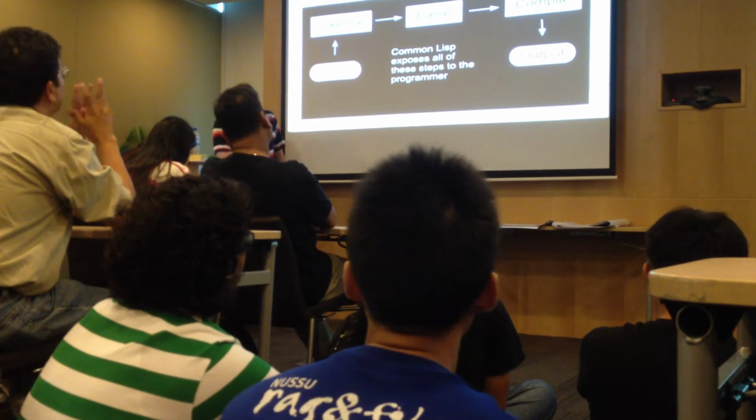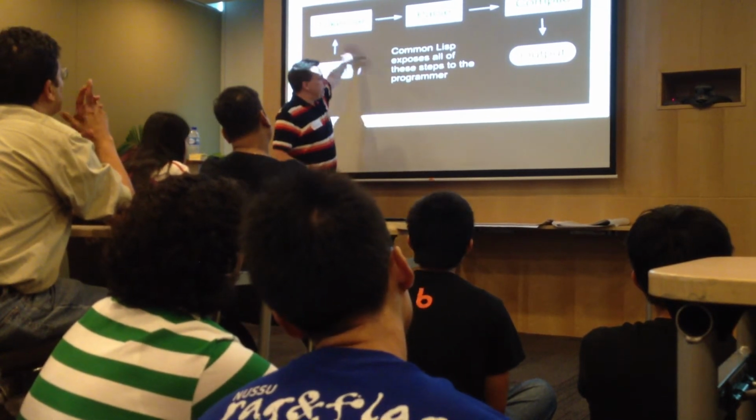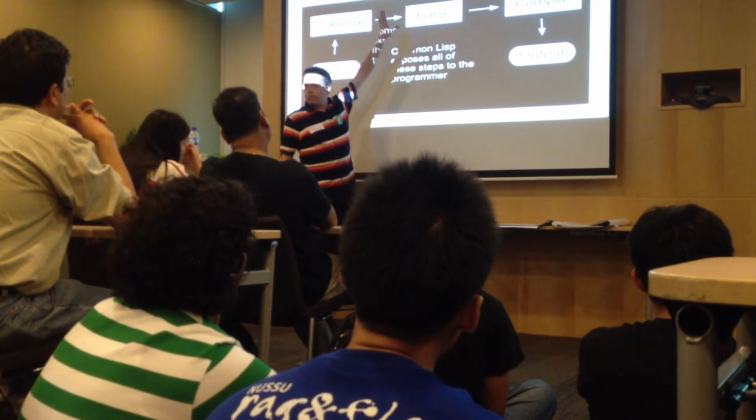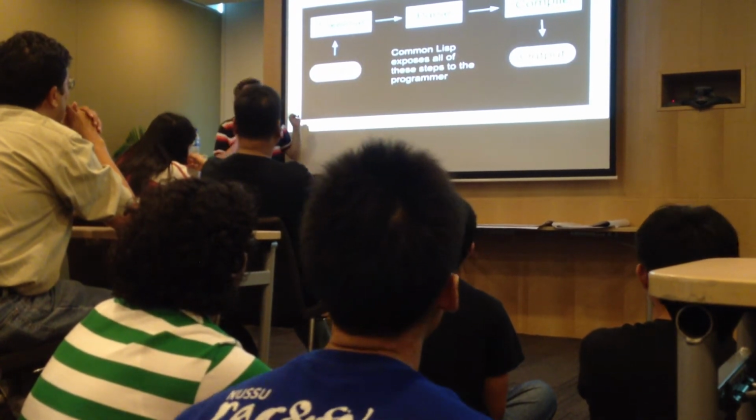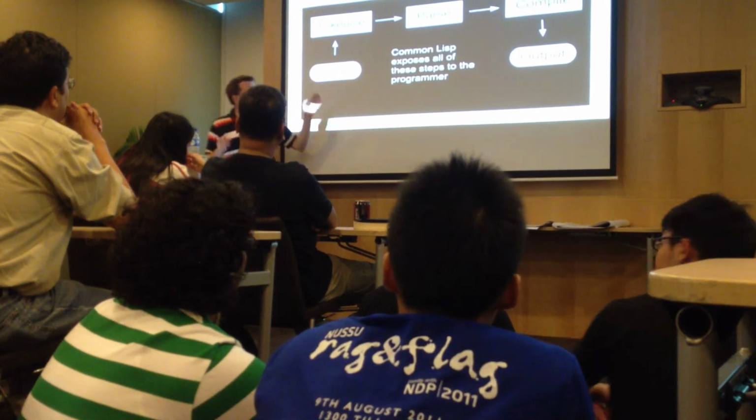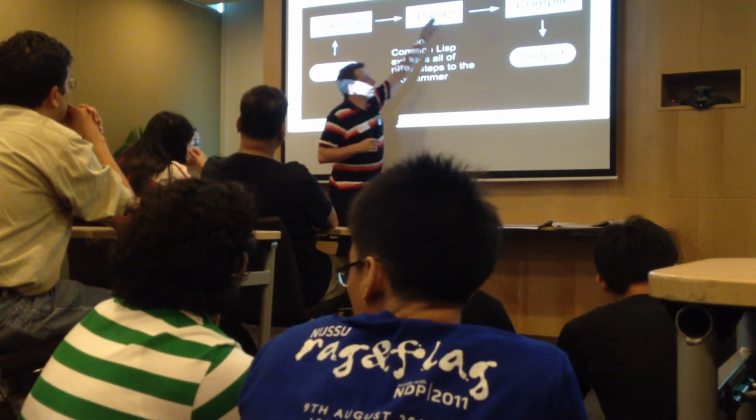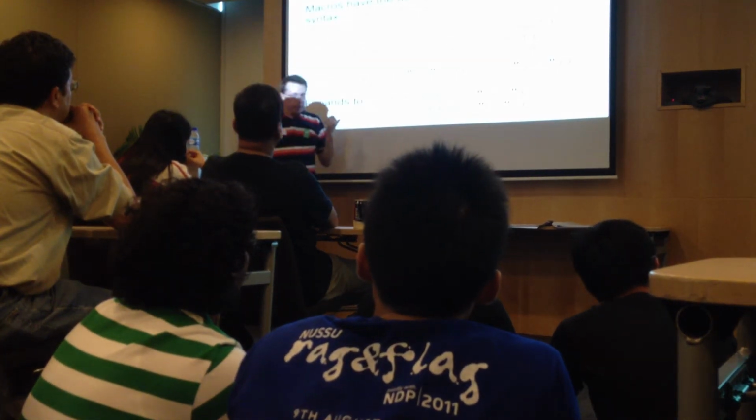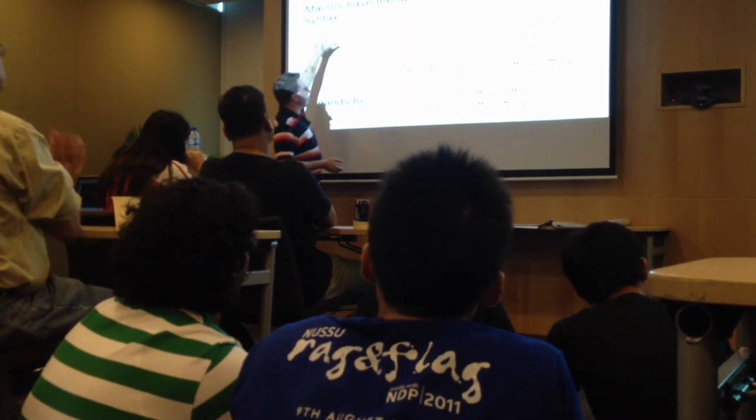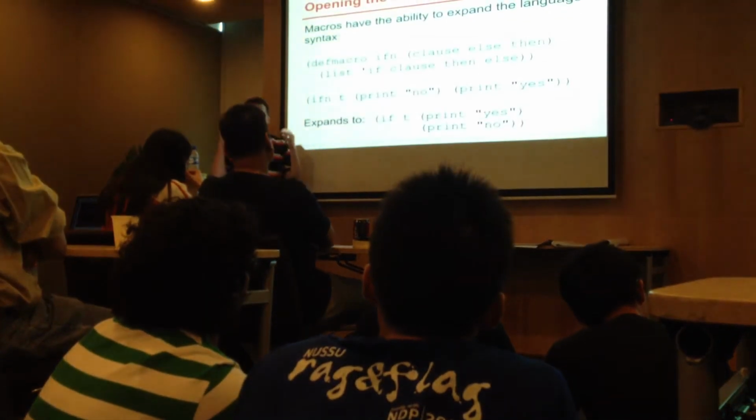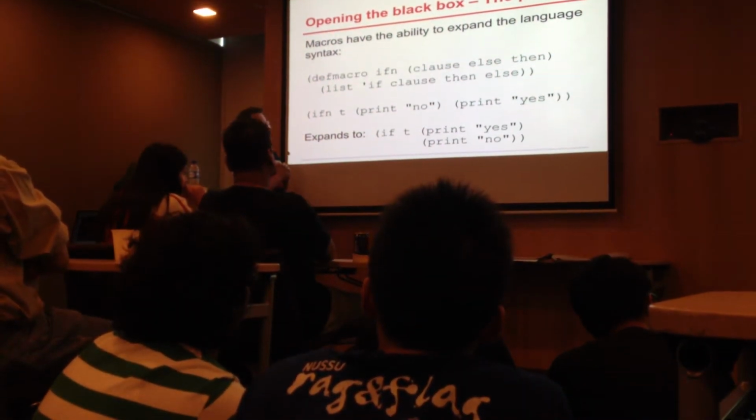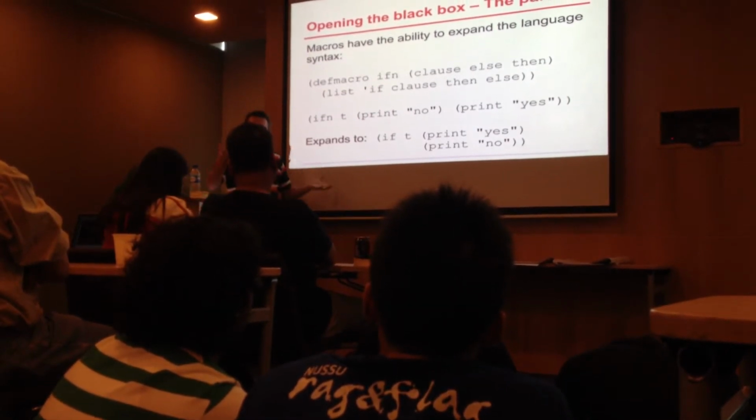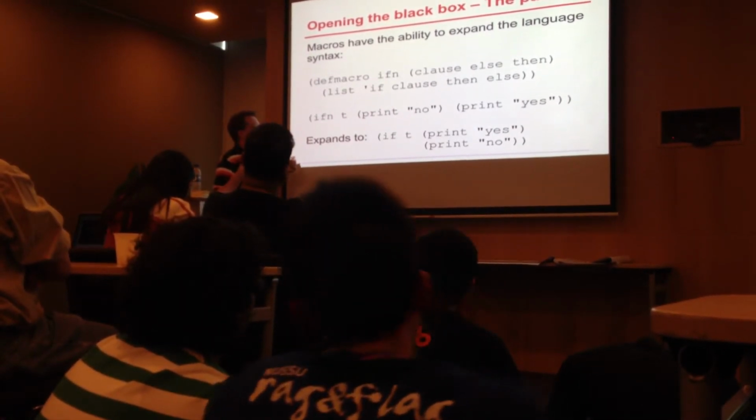So what makes Common Lisp unique is that these steps are exposed to the loader. You can do whatever you want in here, or in here, or in there. So, for example, I'm going to try to explain what this is. Now, defmacro is sort of like define. It defines a macro as opposed to defining a function.